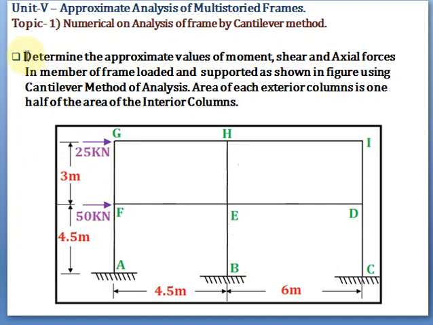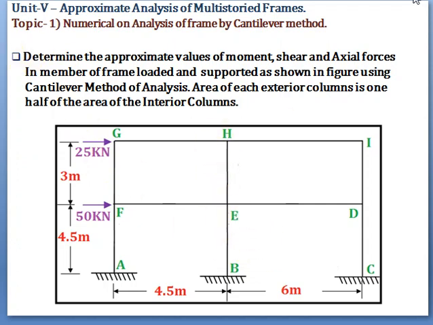This is the statement of the numerical problem. Determine the approximate values of moment, shear and axial forces in the members of the frame loaded and supported as shown in the figure using the cantilever method of analysis. Area of each exterior column is 1/2 of the area of the interior column.